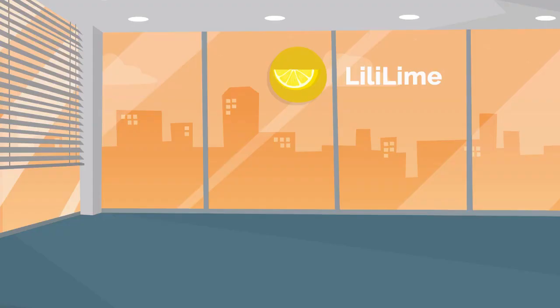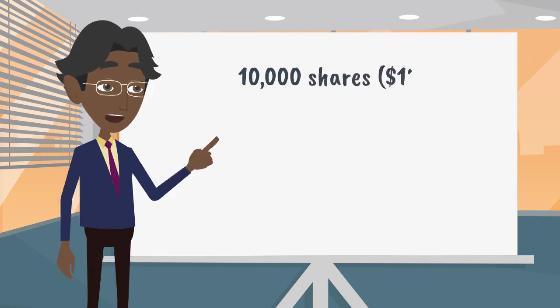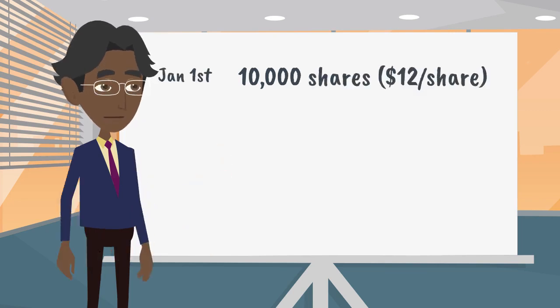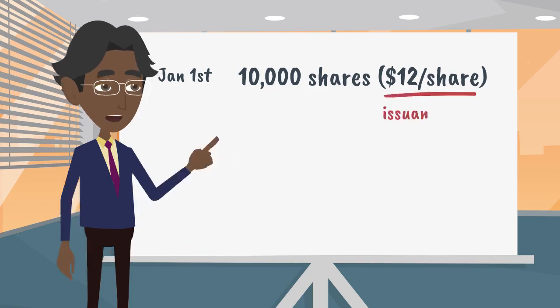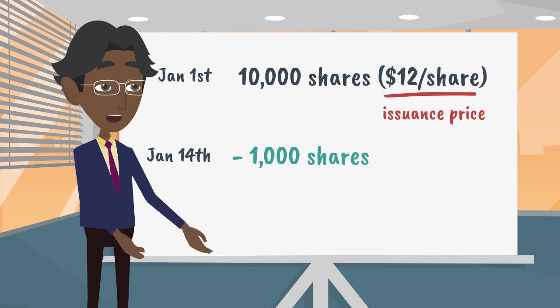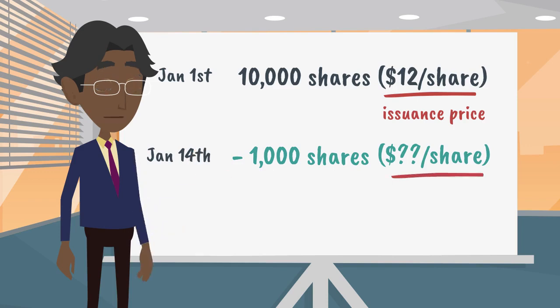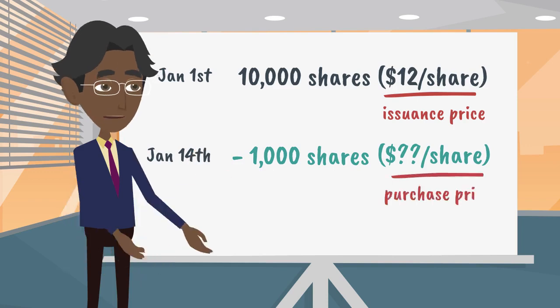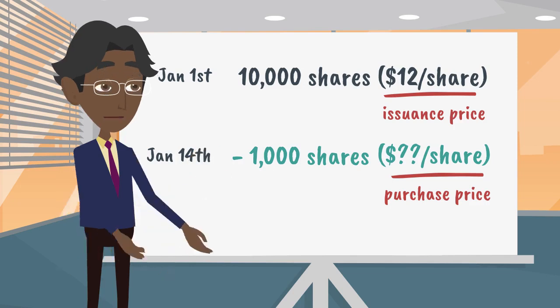Let's continue with the Lily Lime example. Recall that Lily Lime issued 10,000 shares at $12 per share on January 1st. This $12 price set on the issuance date is called the issuance price. Now, they decide to reacquire 1,000 shares on January 14th. Because some time has passed, there is a possibility that the current price of the shares has changed. The current price of the shares is called the purchase price, as it is the price Lily Lime must pay to buy back the shares.